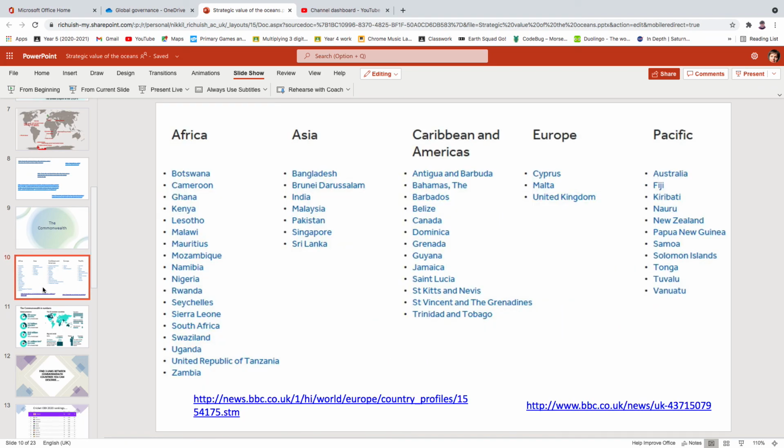And then make sure you've started thinking about some links between Commonwealth countries, whatever kind of links you fancy, really.